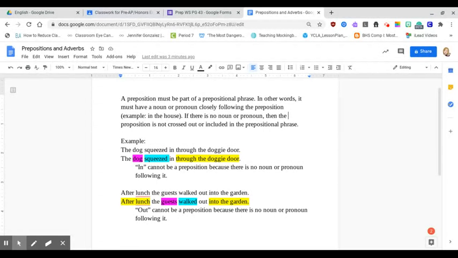After lunch, the guests walked out into the garden. Into the garden and after lunch are the prepositional phrases. Walked is the action and guest is the subject.